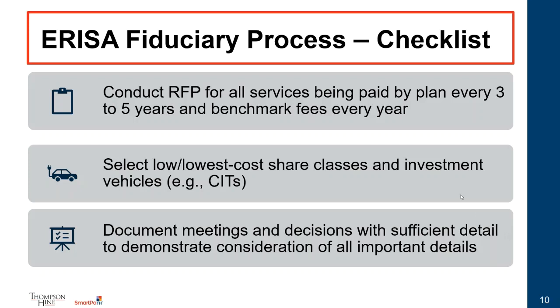And then as plans get larger, 100 million or maybe above, there could be collective investment trusts. That's a CIT. Those are even less expensive than mutual funds, but very similar in structure. So it's something to at least keep on the radar to make sure these questions are being asked.